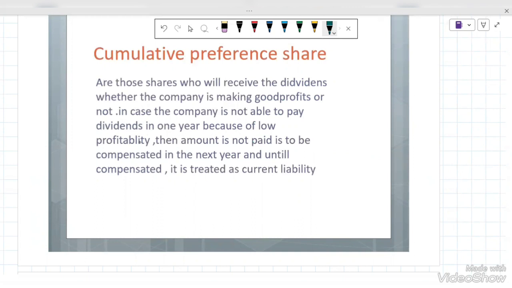In 1 year, because of low profitability, if the amount is not paid, it is to be compensated in the next year, and until compensated, it is treated as current liability. Okay, so for example, ABC company makes a loss. Maybe ABC company is supposed to give 1,000K to the cumulative preference shareholders as dividend.